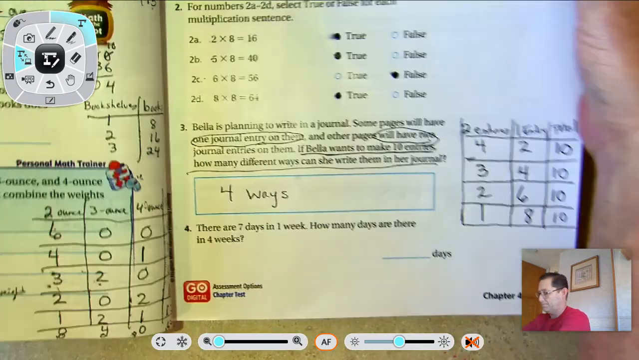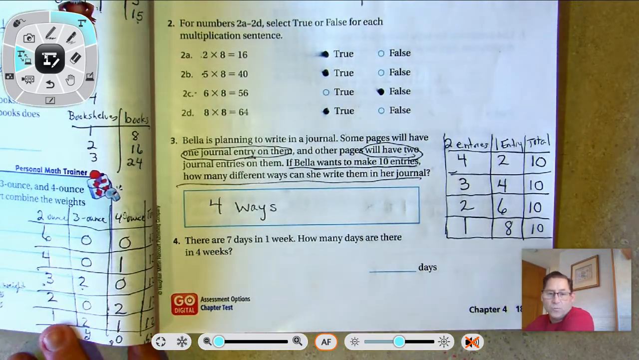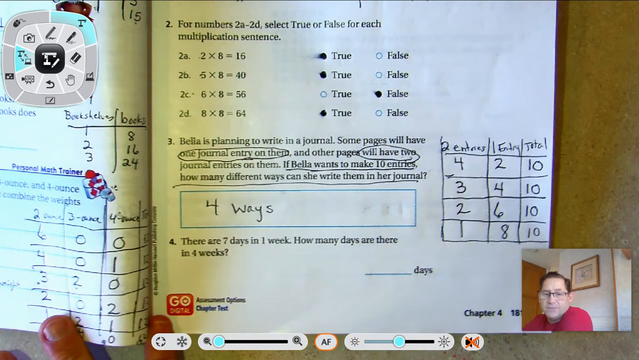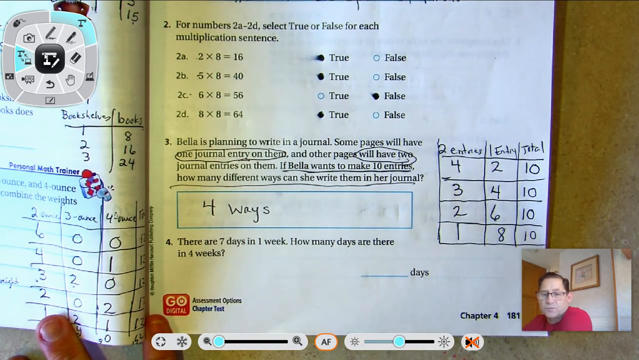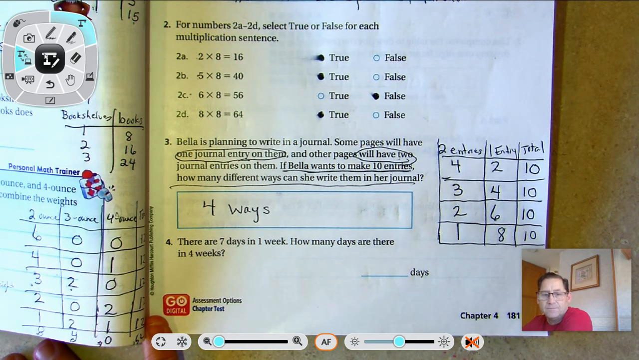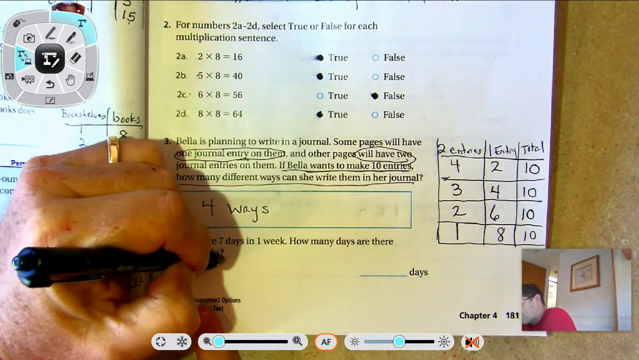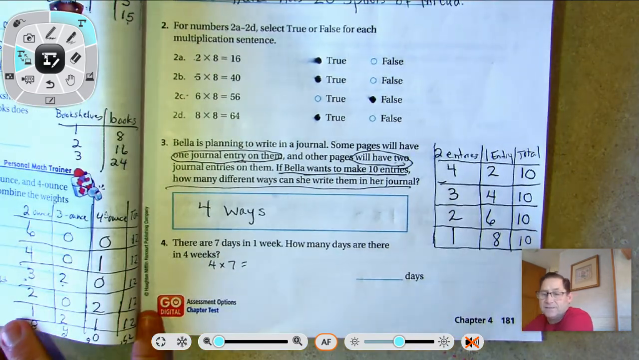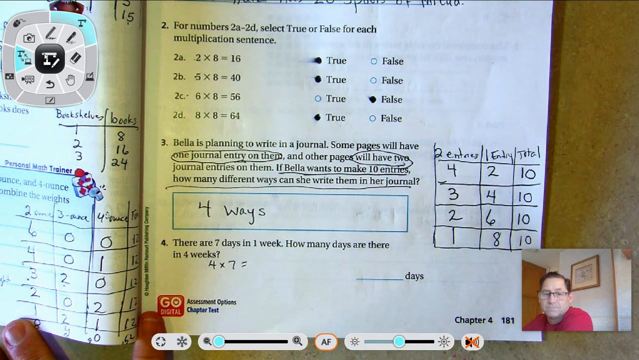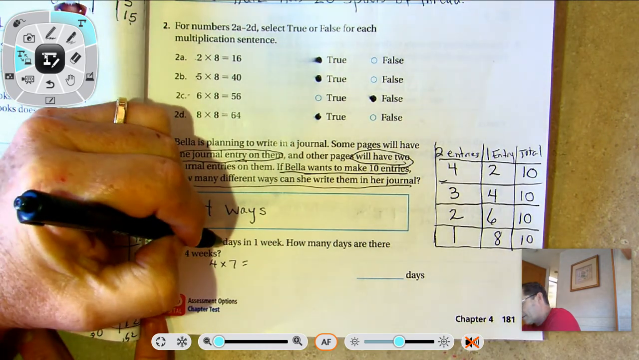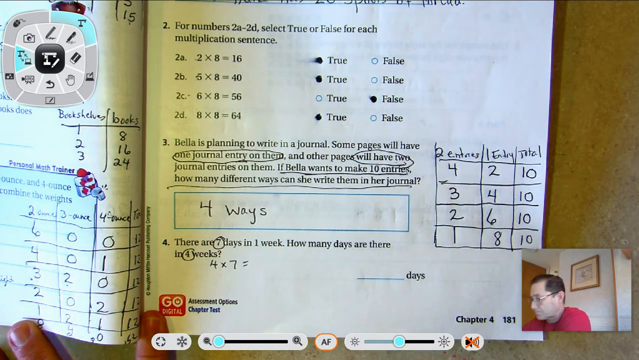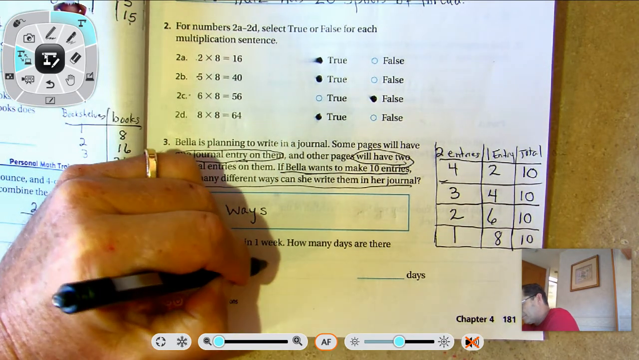All right, number 4. There are 7 days in 1 week. How many days are there in 4 weeks? Well, there's numerous ways we can do this. We've learned multiple strategies for multiplying. I'm going to do a couple of them. The easiest one is just to know what 4 times 7 is. 4 weeks, and there's 7 days in a week. 4 times 7. That's the easiest.